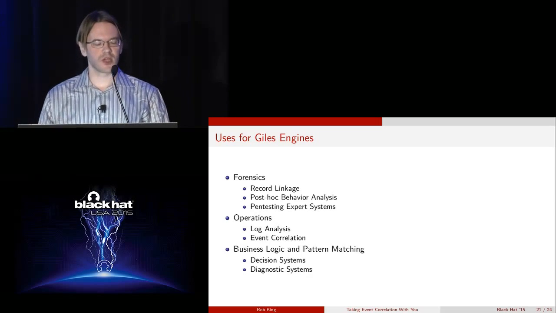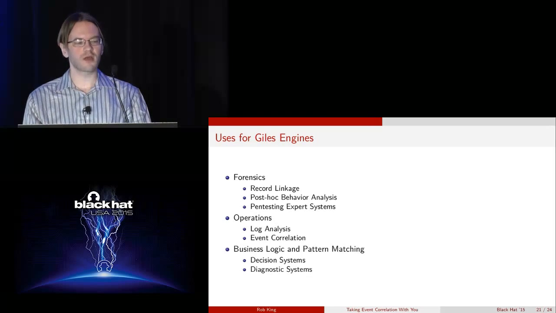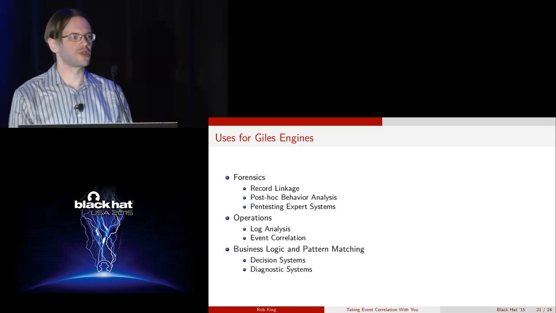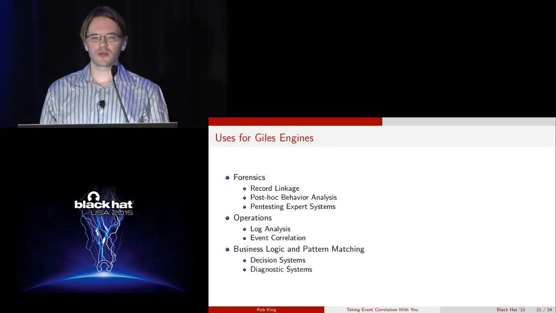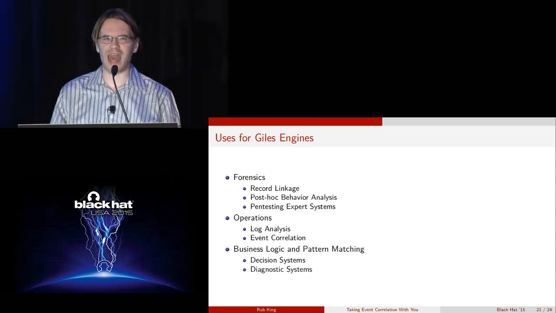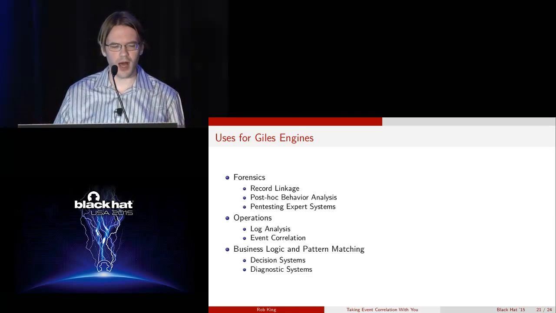So uses for Giles engines. So let me just plow through this real quick. Obviously forensics. You don't have to do event correlation engines, right? Giles engines are actually instances of what are called production rule systems, which are the basis for a lot of expert systems, artificial intelligence stuff, action selection mechanisms, and so on.